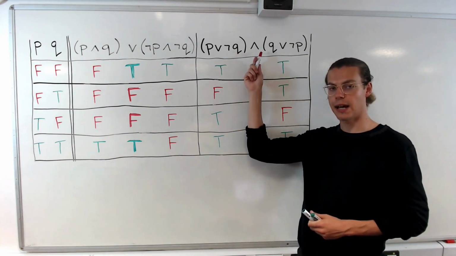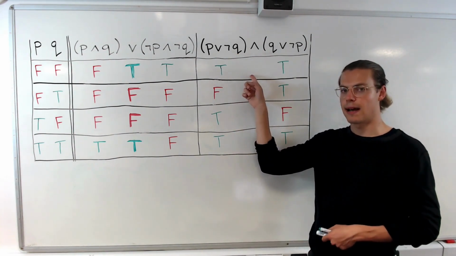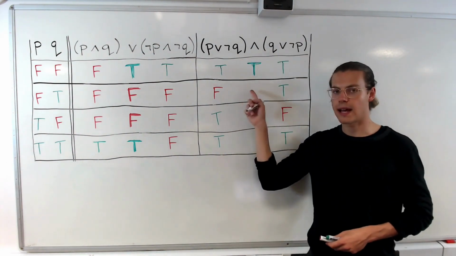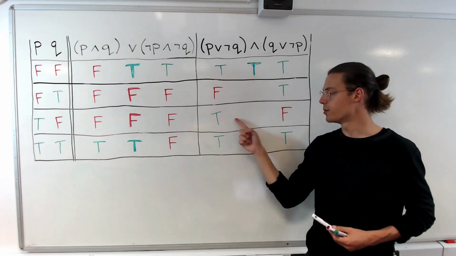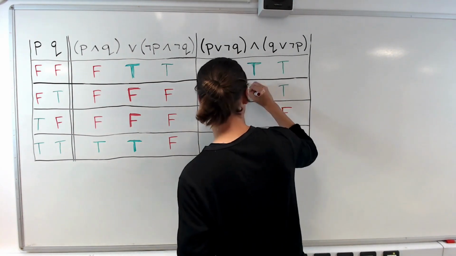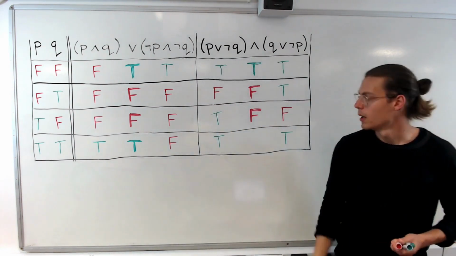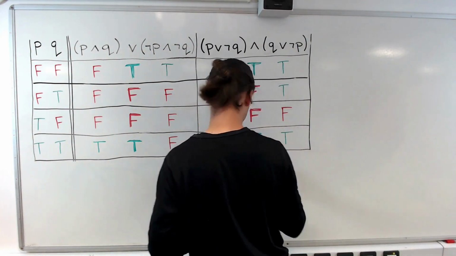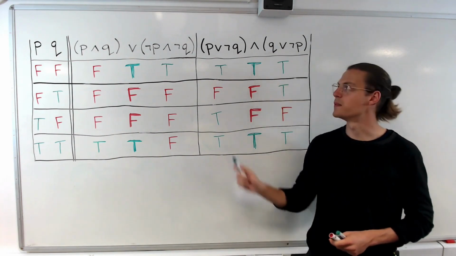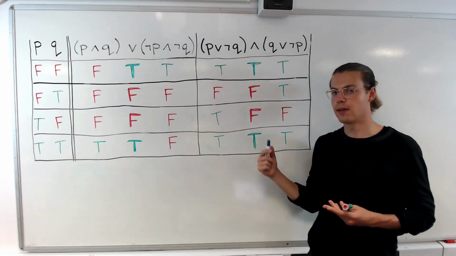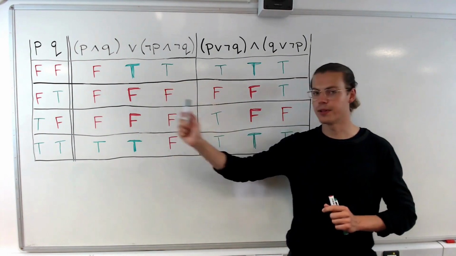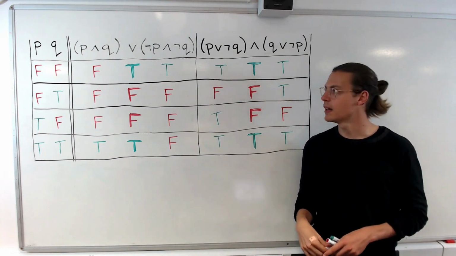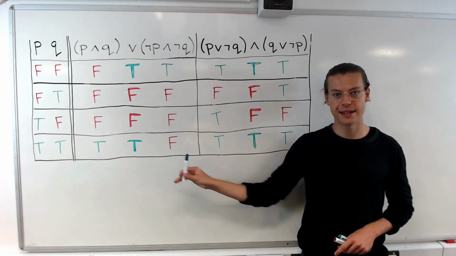And now we can look at the AND operator. True and true, that's true. False and true is false, and true and false is false. And finally, true and true, that's true. And that gives us our truth values for the second formula. Now looking at the truth values for the two formulae, we see that they are the same in every case, and so they are logically equivalent.